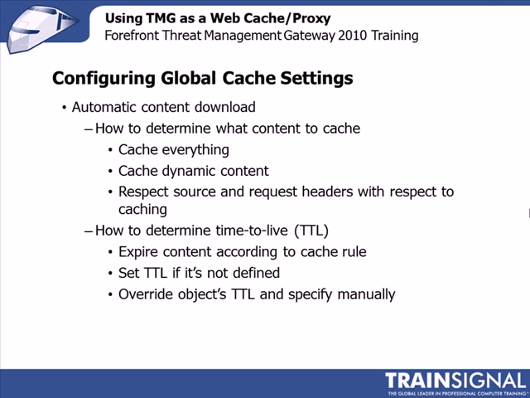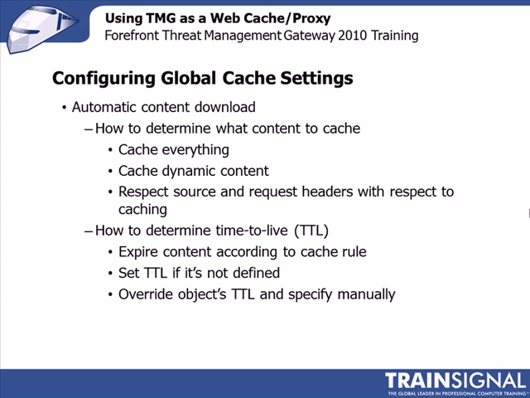There are some additional rules you can place around automatic content download as well. For example, how do you determine what kind of content you want to cache, or what's going to be cached from a particular URL? You can choose to cache everything, cache just dynamic content, or respect source and request headers with respect to caching. What that means is that if the headers specify that caching should be handled in a particular way, respect those headers. This way, if the content says never cache me, that content will never be cached.